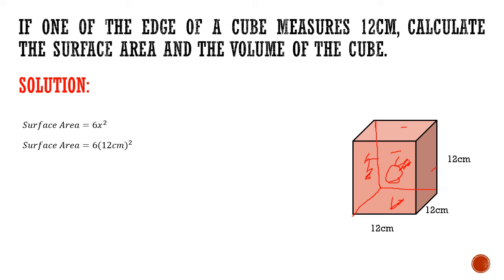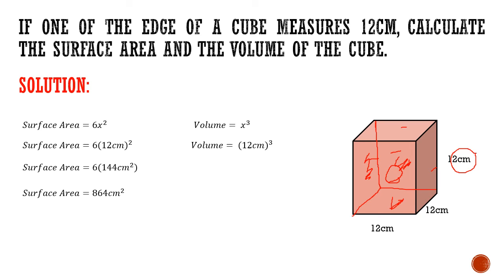So 6 multiplied by 12 squared. We have 6 multiplied by 144 centimeter squared. And we'll get surface area as 864 centimeter squared. So for the volume, we have the formula, volume of a cube is equal to x cubed. So multiply lang natin yung side ng tatlong beses. So 12 times 12 times 12, and we'll have a volume ng ating cube as equal to 1,728 centimeter cubed.